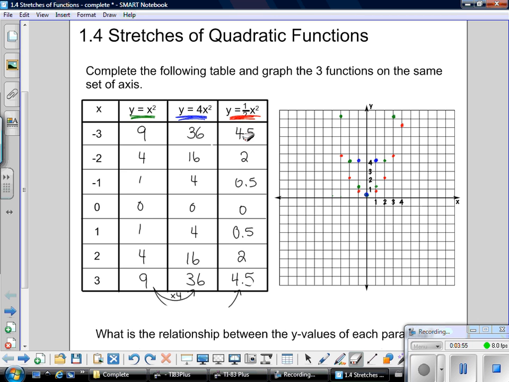Now let's see if that follows through for our third equation. So if it's true, then I would take 1/2 of 9. Oh, well, that is 4.5. Half of 4, which is 2. Half of 1, which is 0.5. So you can see as I go down, this third column I can get from the first column by taking its a value.